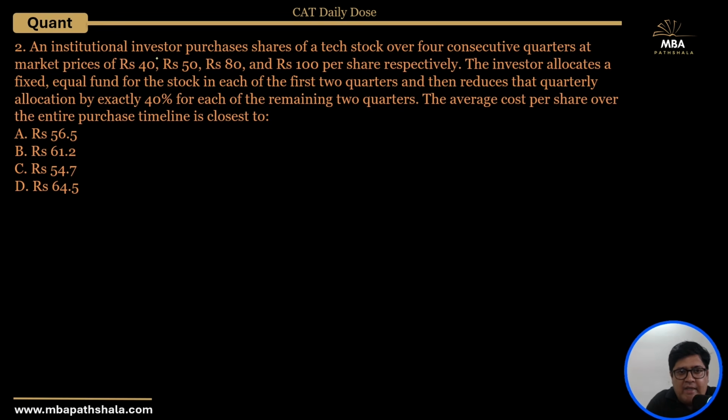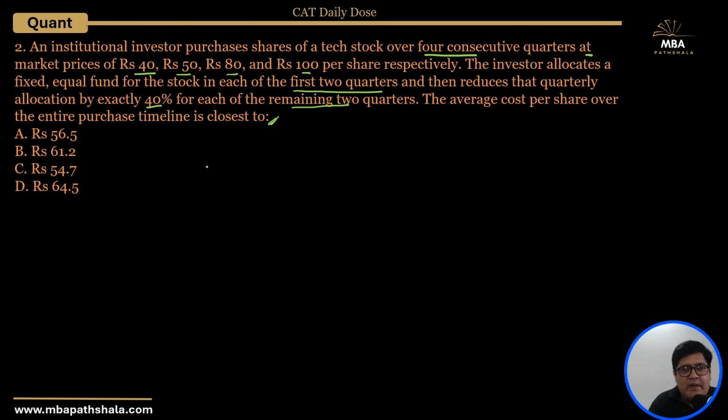An institutional investor purchases shares of tech stock over 4 consecutive quarters at market price of rupees 40, 50, 80, and 100 per share. The investor allocates fixed equal fund for stocks in each of the first 2 quarters and then reduces the quarterly allocation by 40% for the remaining 2 quarters. The average cost per share over the entire purchase timeline is closest to.